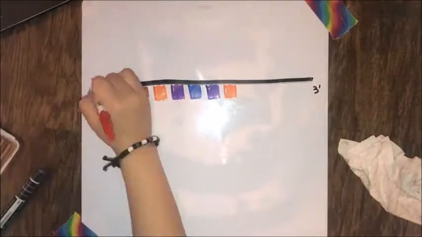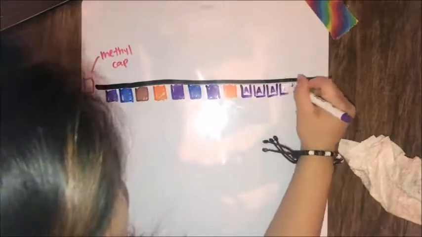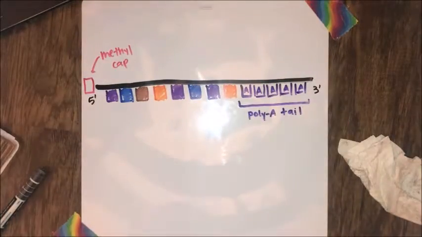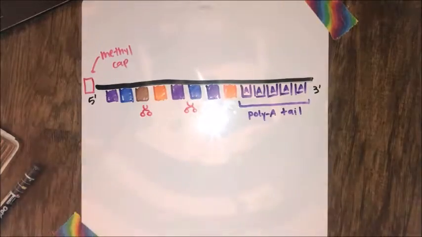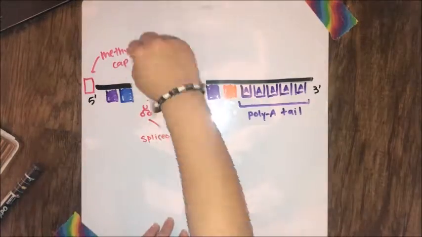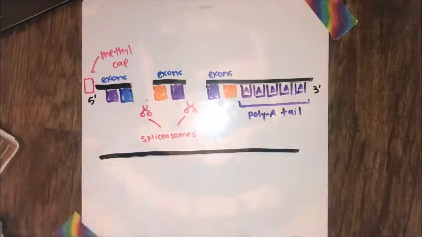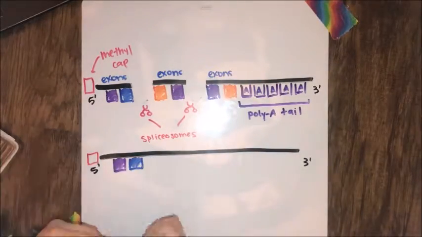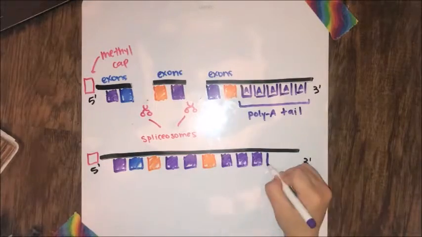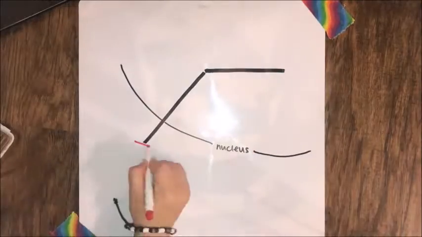A 5' methyl cap is added to help the strand get through the nuclear pores, and a 3' poly A tail is added to prevent the RNA molecule from losing information. Spliceosomes splice out intron sequences from the mRNA, which are non-coding regions, and leave exons, protein-coding regions. Now we have an mRNA strand ready to go into translation, the second step in protein synthesis.